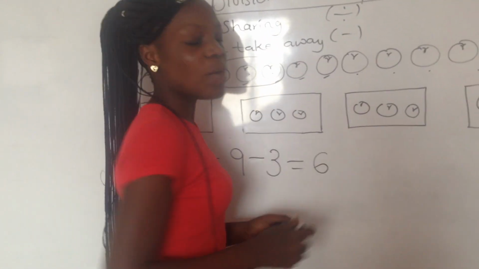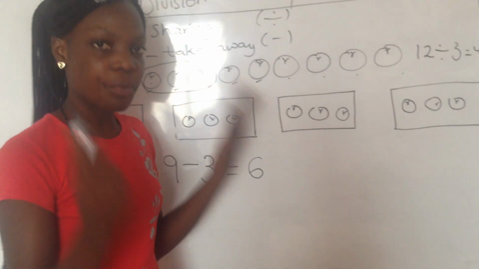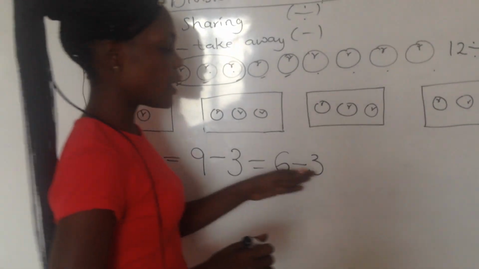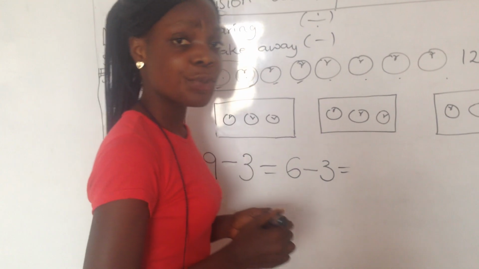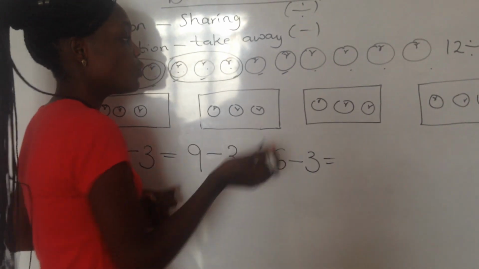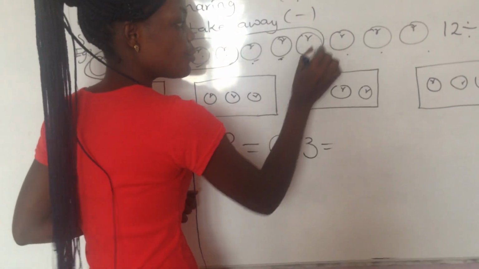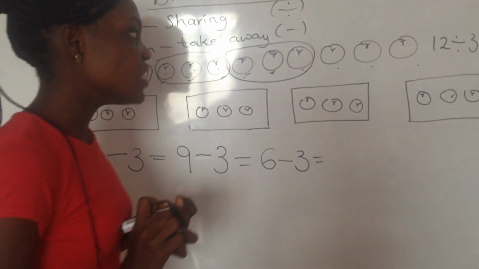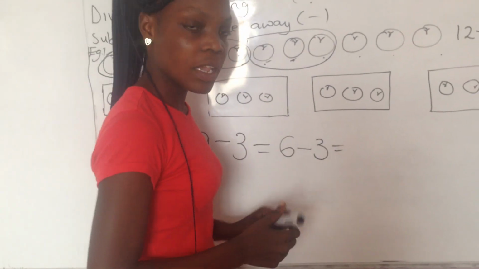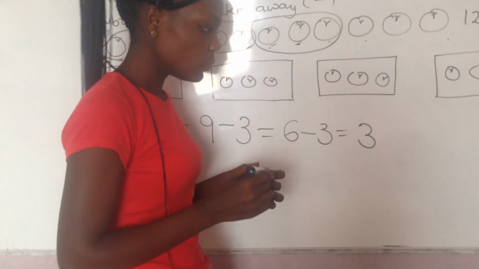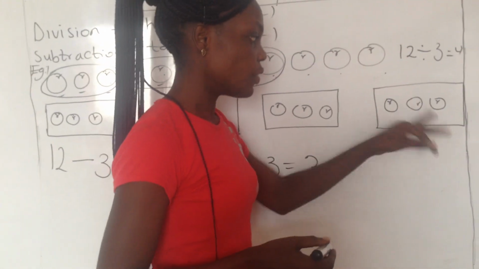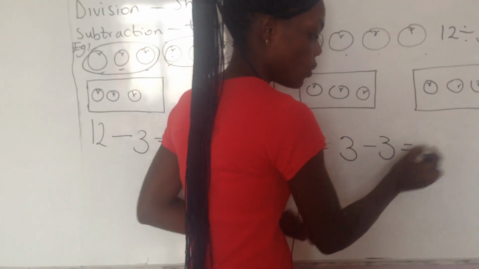Now, the next box will have how many oranges? 3. So we do 6 minus 3. What will be the answer? We are going to count 3 out of the rest of the oranges here. 1, 2, 3. That one too is being taken out. How many oranges are left now? 1, 2, 3. So 6 minus 3 is equal to 3. Now, the last box has 3. So 3 minus 3 will give you how many?